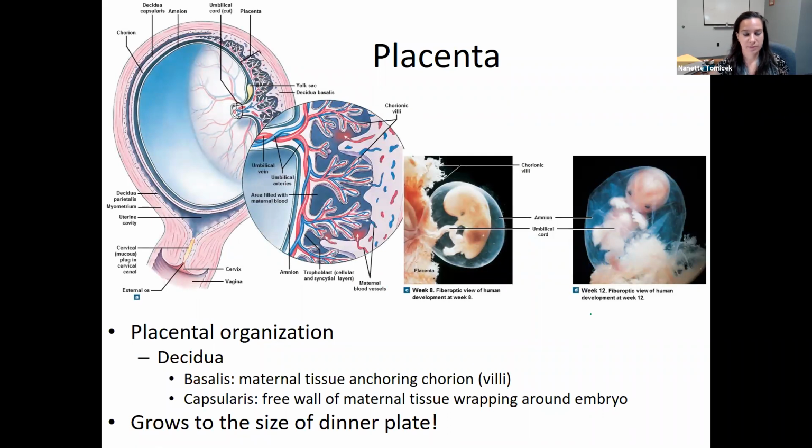Okay, one last thing I want to point out about the placenta and just structurally, because you might come across these words. The placenta is organized into what's described as decidua. Let's use that word. Let's go back to maybe a general biology class where perhaps you talked about deciduous trees. Deciduous trees are trees that shed their leaves during the fall season or whatever season, depending on where you live, right? So deciduous trees lose their leaves.